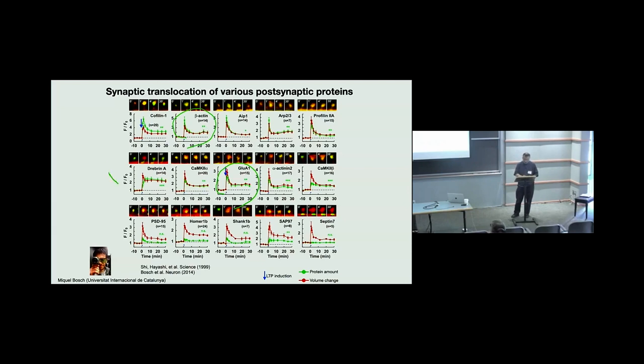Many proteins are increased together. Many of these proteins belong to actin or actin-binding proteins. And these proteins did not increase: PSD95, Homer, SHANK, SAP97. These are all synaptic scaffolding proteins, so they do not increase. So there seems to be a clear order or hierarchy of protein translocation after LTP induction.